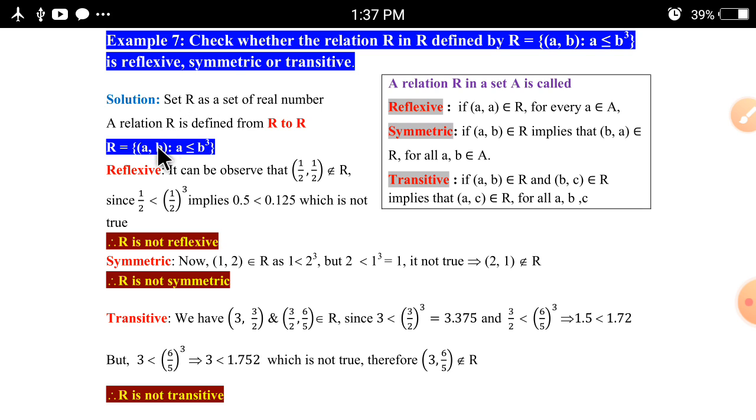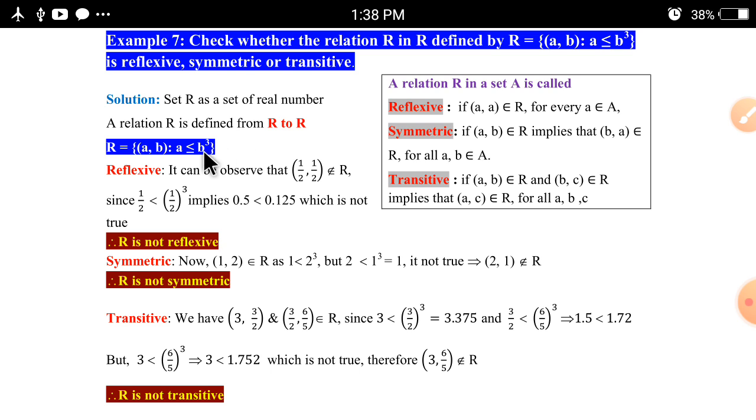The first three steps are going to be the same. It means there is a pattern and the procedure is the same. The first step: the relation is defined on which set? The relation R is defined on the real numbers, that is, the set of real numbers.